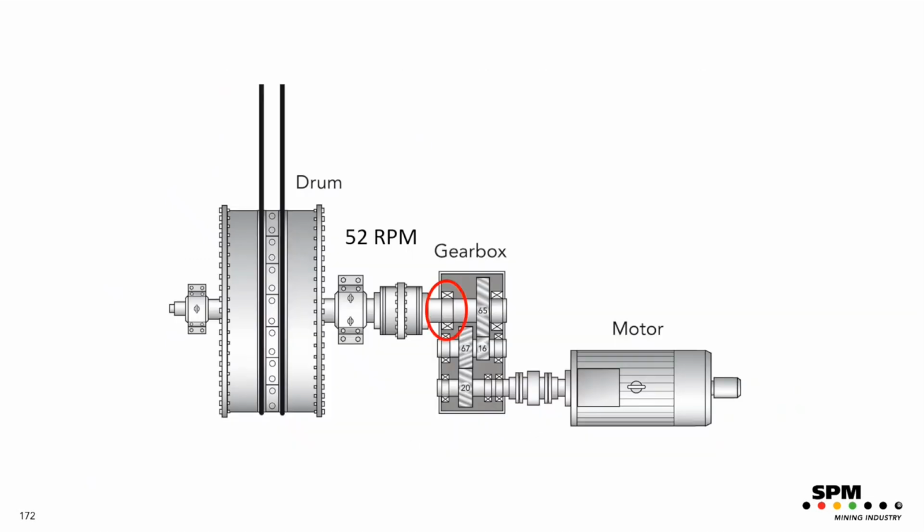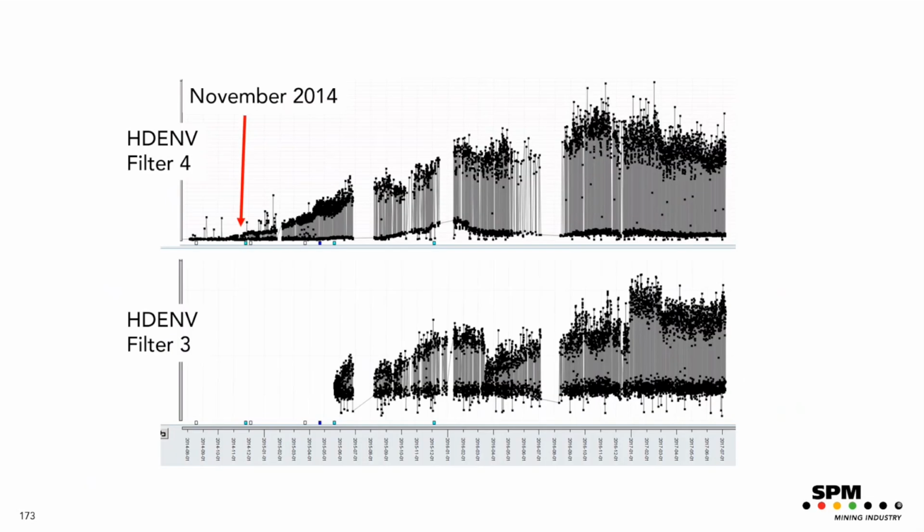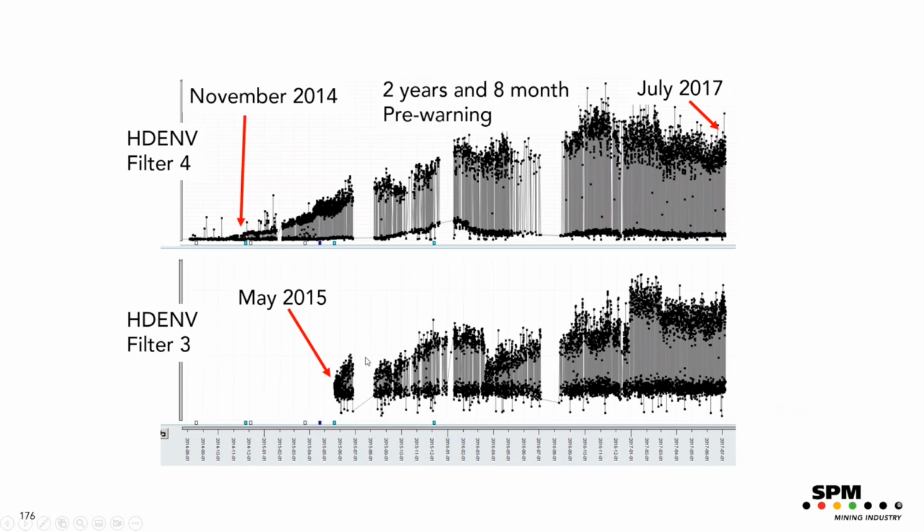So if you look on this bearing, this spherical roller bearing, already here in November 2014, we could see a rise in the HD enveloping filter 4 readings. And it continued. And then in May, the year after, we could see an HD enveloping filter 3 rising. And then they decided to replace the gearbox in 2017. So it was 2 years and 8 months pre-warning.